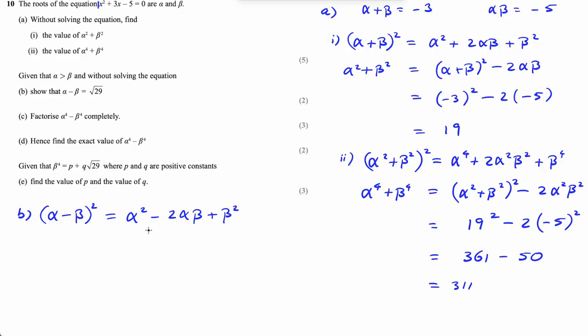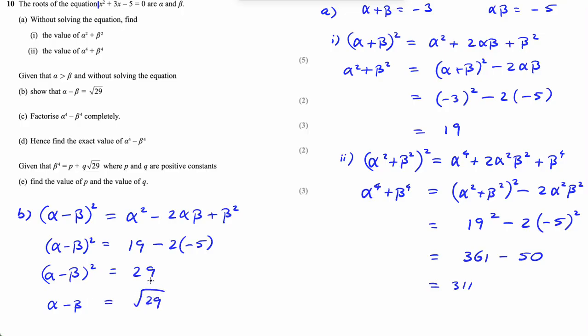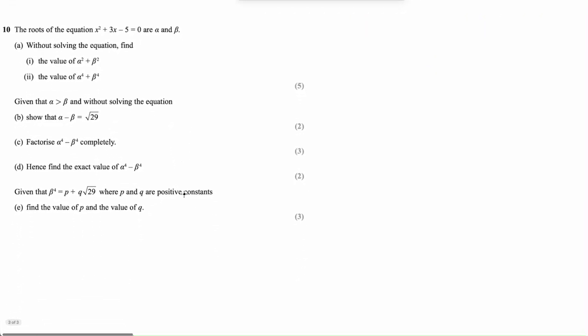Now this is good because we have alpha squared plus beta squared is 19, and we have alpha beta, it's negative 5. So that means alpha minus beta squared is equal to alpha squared plus beta squared, which is 19, minus 2 times alpha beta, so minus 2 times negative 5, which is just plus 10 if you like. So alpha minus beta squared is 29, and then alpha minus beta is equal to root 29, which is what we wanted to show. Okay, that's part B. Part C, down here.